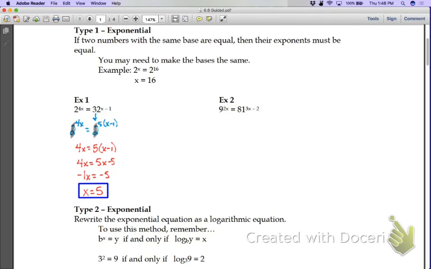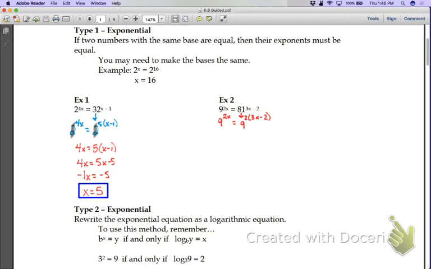Same way on example 2. It just depends, I may have to change one, I may have to change both of them. This one I could actually do two different ways. I could change them to where they both have a base of 3 and still solve it and get the same answer. Realistically, I'm going to change the right side and not the left, and I'm going to leave it as 9 to the 2x power, and I'm going to change the 81 to 9 to the 2nd power and go 3x minus 2.